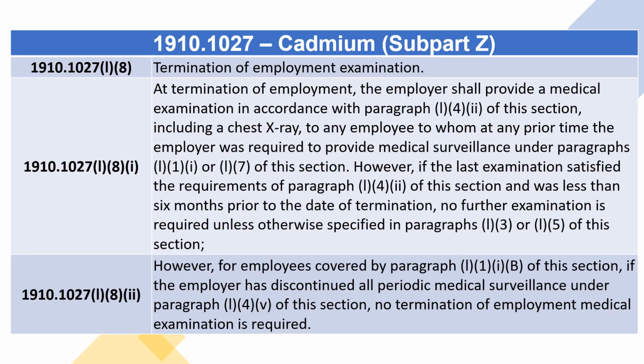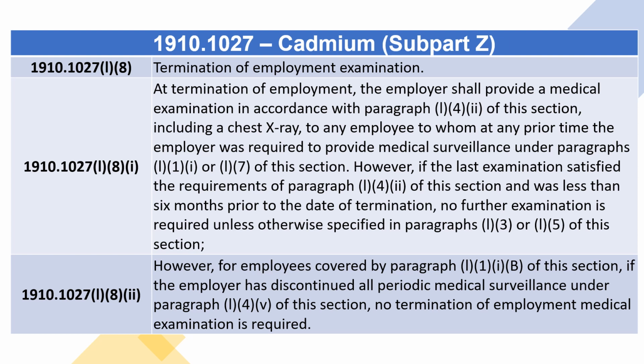1910.1027 L8 Termination of employment examination. 1910.1027 L8 I. At termination of employment, the employer shall provide a medical examination in accordance with paragraph L4-2 of this section, including a chest X-ray, to any employee to whom at any prior time the employer was required to provide medical surveillance under paragraphs L1I or L7 of this section. However, if the last examination satisfied the requirements of paragraph L4-2 of this section and was less than 6 months prior to the date of termination, no further examination is required unless otherwise specified in paragraphs L3 or L5 of this section.